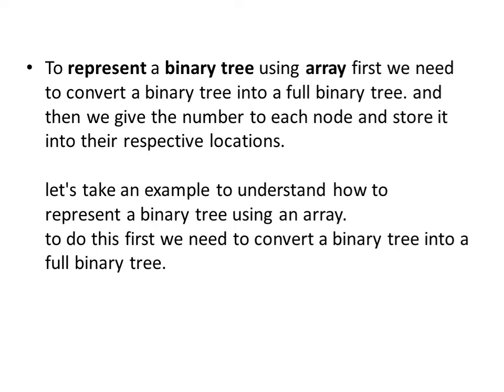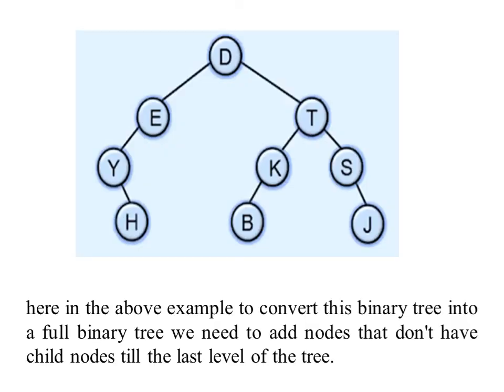That means in the previous diagram you observed that there is a missing left child and some other node on the right side. For that I should add a left child and right child to make that diagram a full binary tree. Now let us take an example to understand how to represent a binary tree using an array. You can see here, this is a binary tree, but it is not a full binary tree. Why? I will explain.